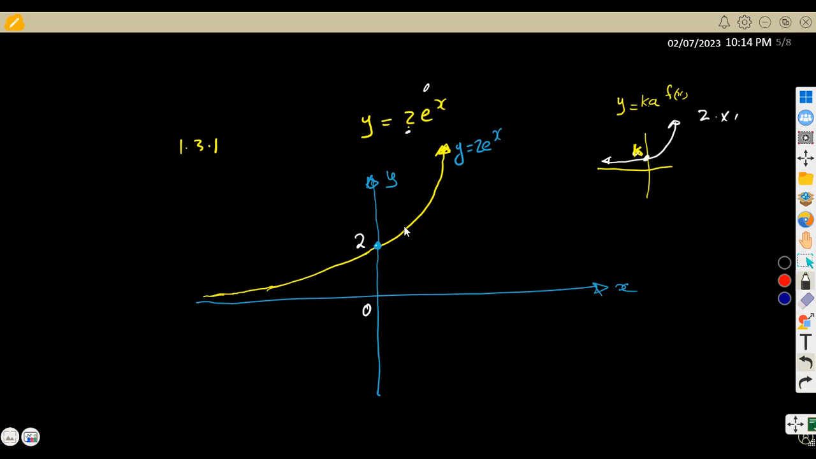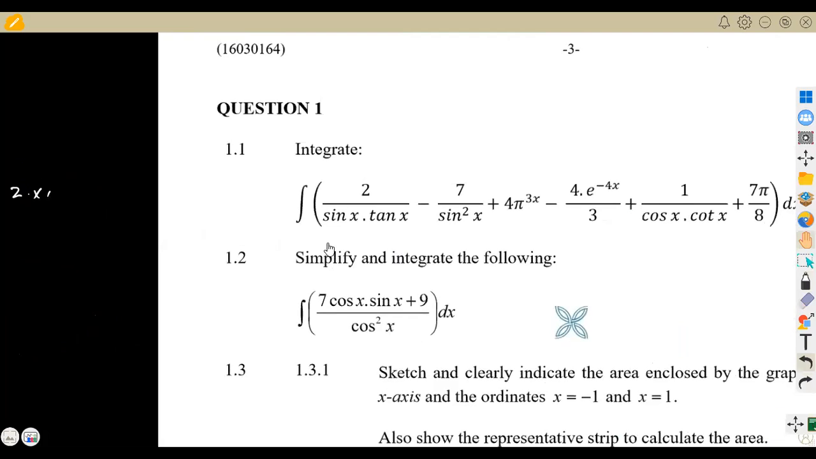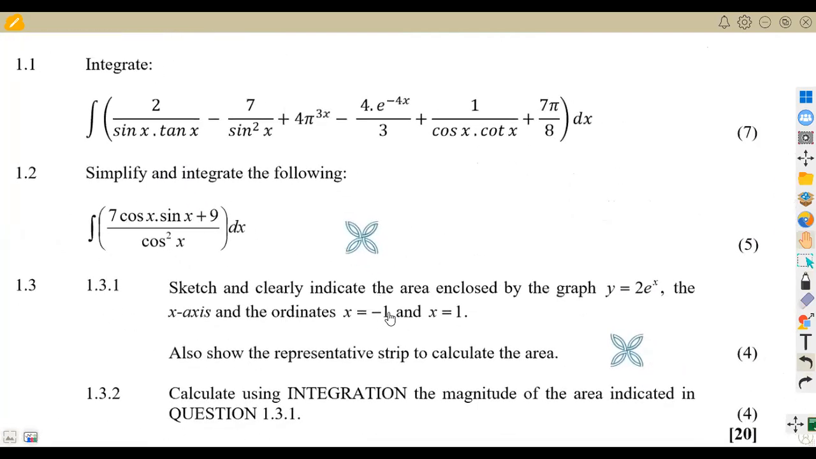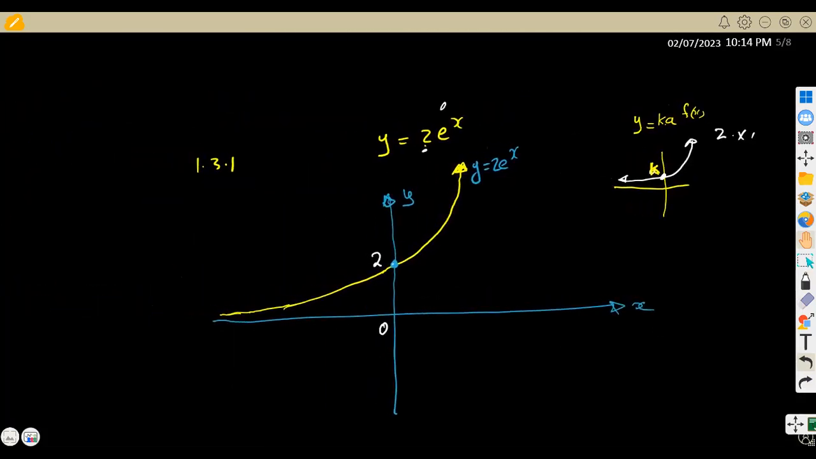All right. And we are told that this graph is supposed to be bounded between the curve and the x-axis, and we are given some ordinates to work with, or some values for x to work with, where x is -1 and +1. So we can assume that we have -1. Take note, negative is actually on the left side. So let's say this is where we have -1. This is where we have +1.